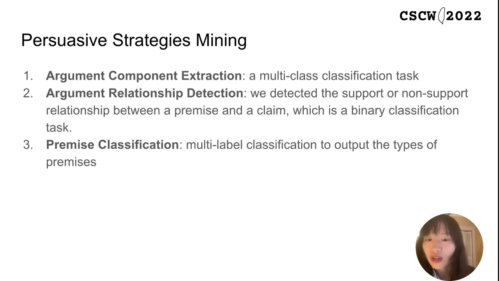For mining the persuasive strategies, we conduct the following 3 steps. We first classify whether it is an argument or not, using a multi-class classification method. And later, we detect the argument relationship. We detect the support or non-support relationship between a premise and a claim, which is a binary classification task. And then we use machine learning methods to do the premise classification, and it is a multi-level classification to output the types of premises.